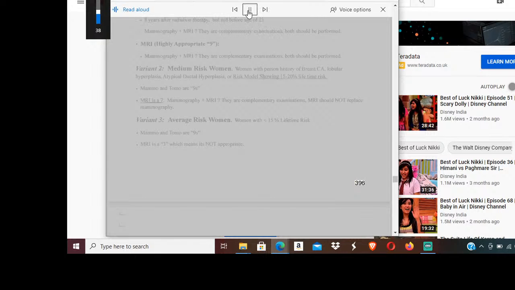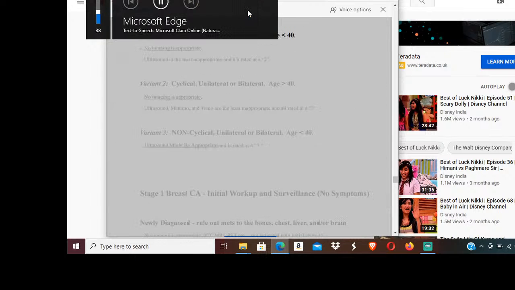396. Breast pain, variant 1, cyclical, unilateral or bilateral. Age less than 40. No imaging is appropriate. Ultrasound is the least inappropriate and it's rated at a 2. Variant 2, cyclical, unilateral or bilateral. Age over 40. No imaging is appropriate. Ultrasound, mammo and tomo are the least inappropriate and all rated at a 2. Variant 3, non-cyclical, unilateral or bilateral. Age less than 40. Ultrasound might be appropriate and is rated as a 5.